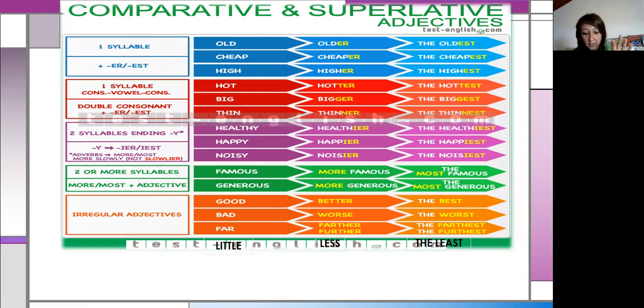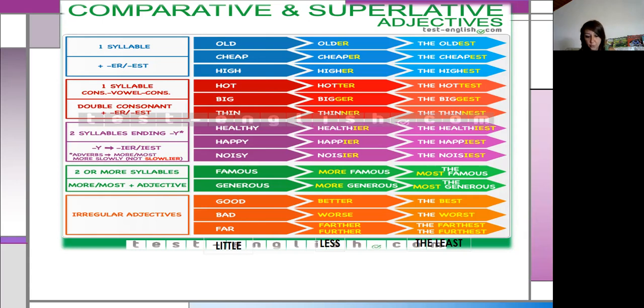Rule 1. When an adjective ends in the letter E, we just add R for comparatives or ST for superlatives. We don't write two Es together.